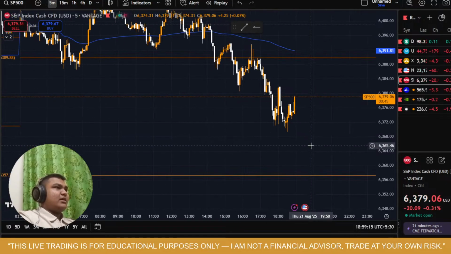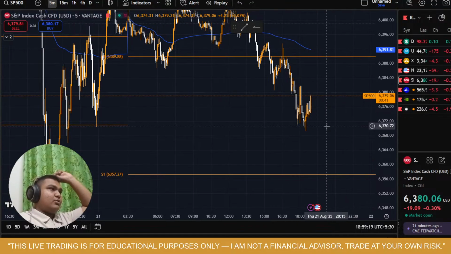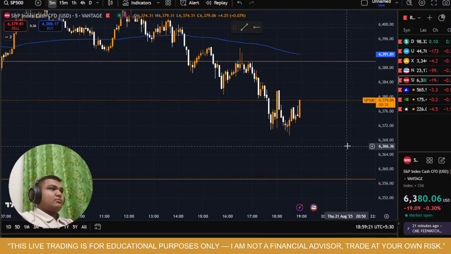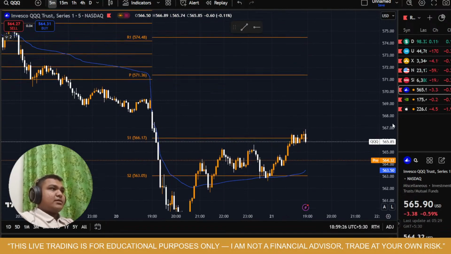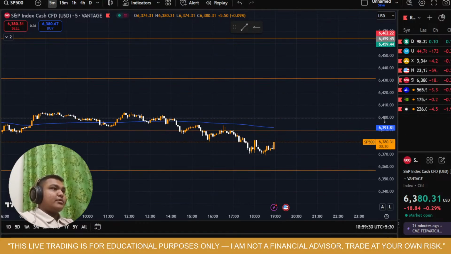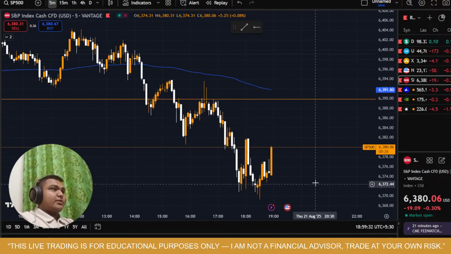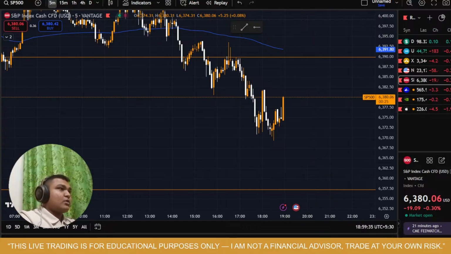So yes, kind of the same structure as NASDAQ, but it is already taking the support. We'll see how this will go. 30 seconds for market open. Be ready. Hold your trigger. Be patient. Don't just rush it.